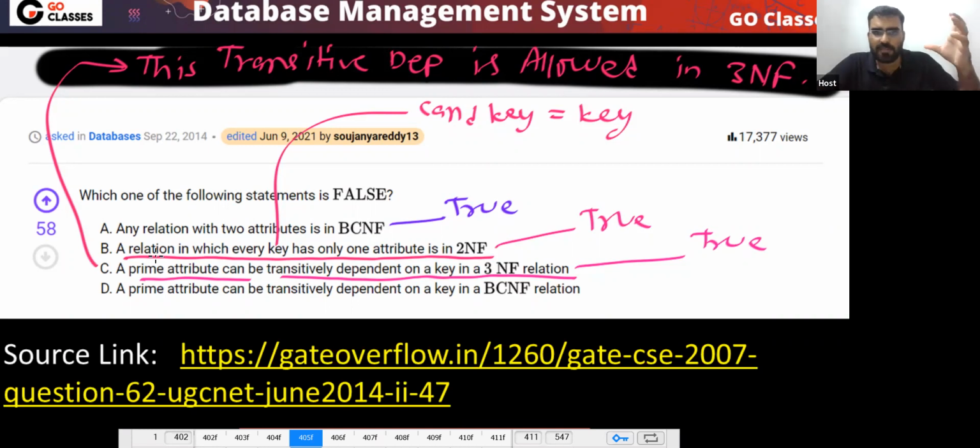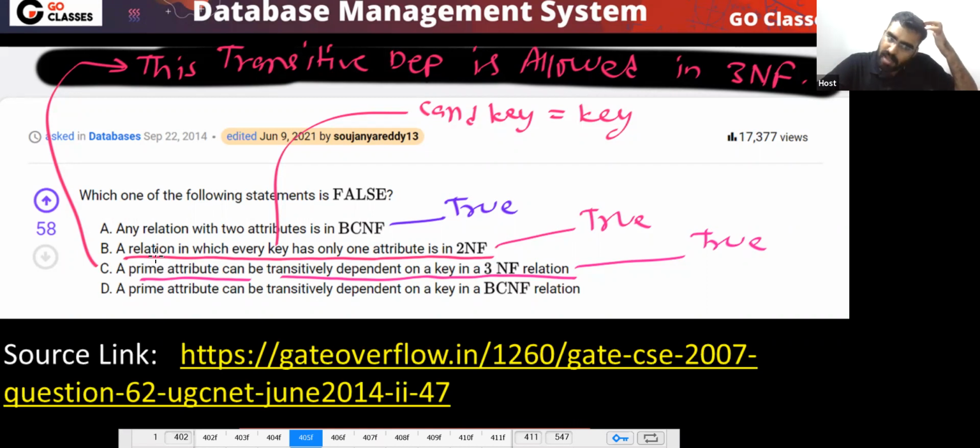When someone says 3NF cannot have transitive dependency, those concepts are wrong. The GATE question itself is telling you. So there is a GATE question which is screaming that your concepts are wrong. Still, students are learning the same wrong concepts.